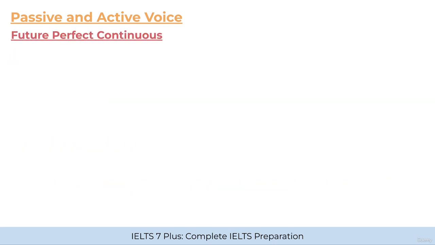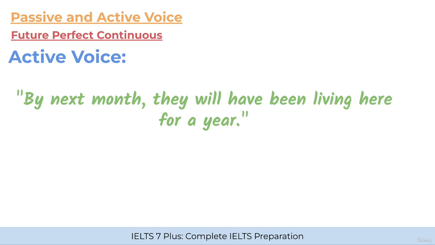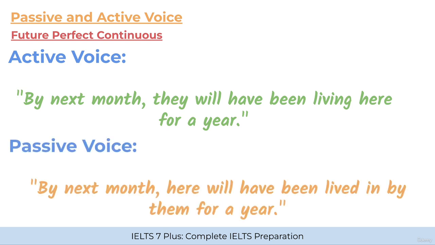Okay, we've got another one. Future perfect continuous. Active voice: by next month, they will have been living here for a year. Okay, so maybe we want to keep that prepositional phrase at the beginning, but we might change around the rest. So you could say, by next month, here will have been lived in by them for a year.